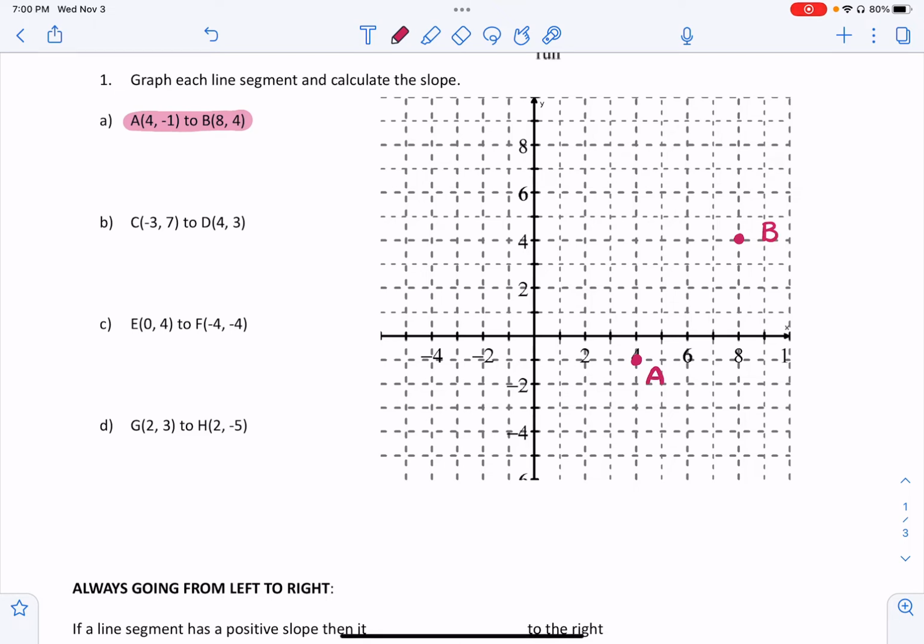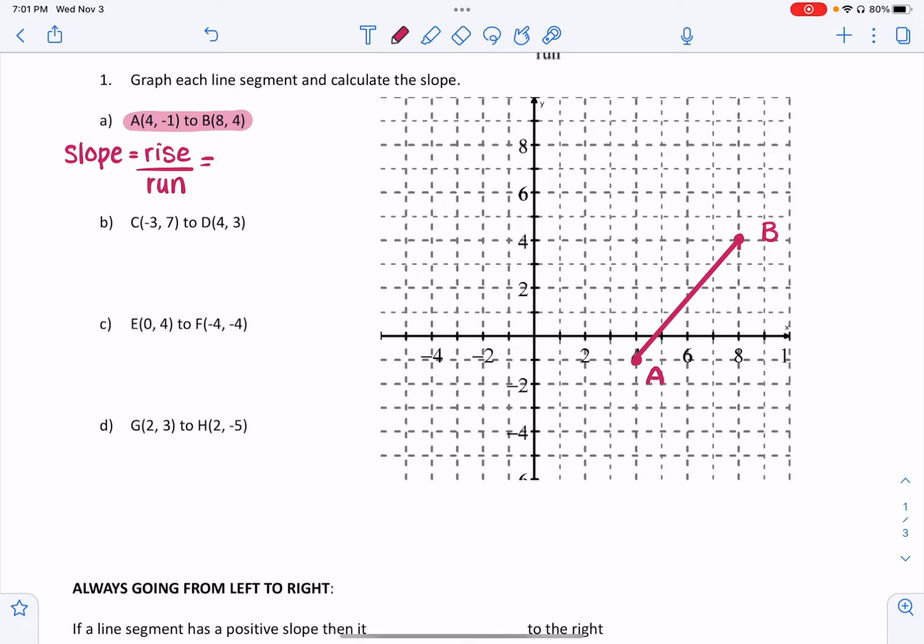Now I'm just going to connect them in a straight line like that. So that is the line that we are looking at. We want to find the slope of this line. We want to determine how steep is this line segment right here. So to determine how steep it is, we have to find the rise and the run. So my slope is equal to the rise over the run. So let's find our rise. The rise is the vertical change.